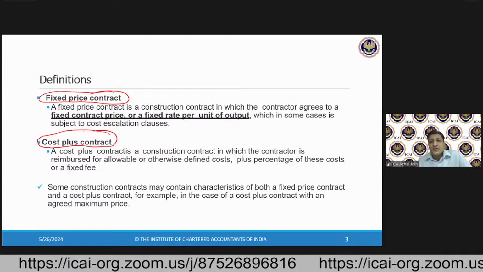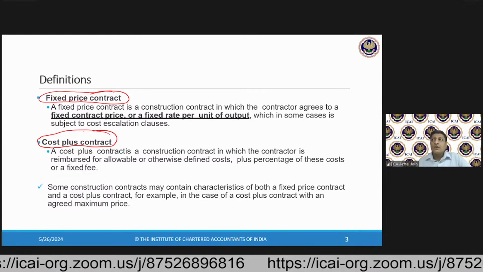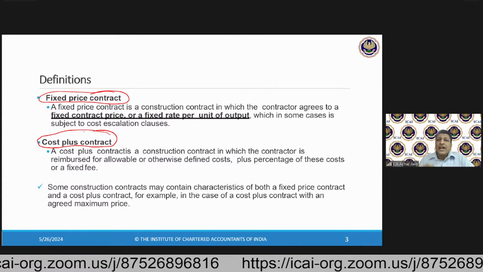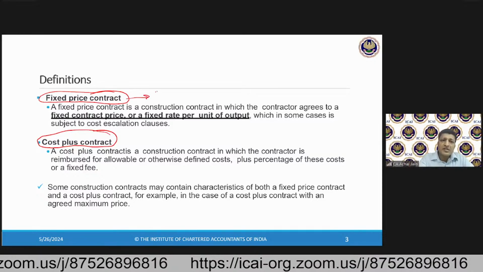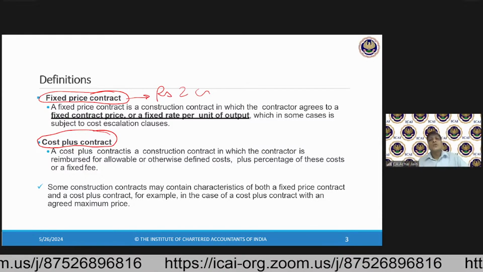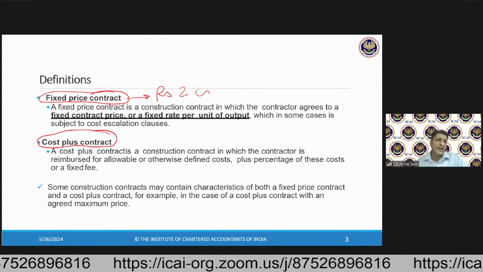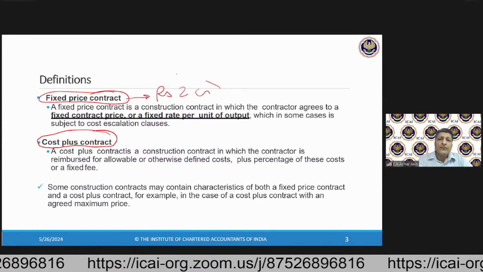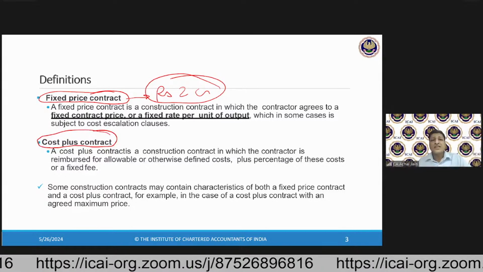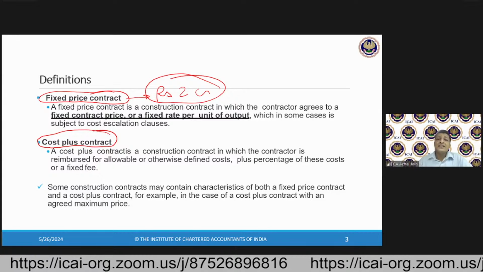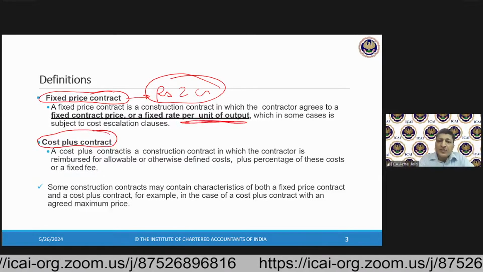What do you mean by a fixed price contract? So let's suppose a contract is awarded for construction of road, and the amount of revenue in that contract is fixed. Let's suppose this is rupees 2 crore. So 2 crore is the fixed amount. Okay, whatever be the amount of the expenditure which the contractor will incur, 2 crore is the fixed amount which will be paid to him. So what do you call it as? This is called as fixed price contract, wherein either the amount is fixed or the rate per unit of output is fixed.